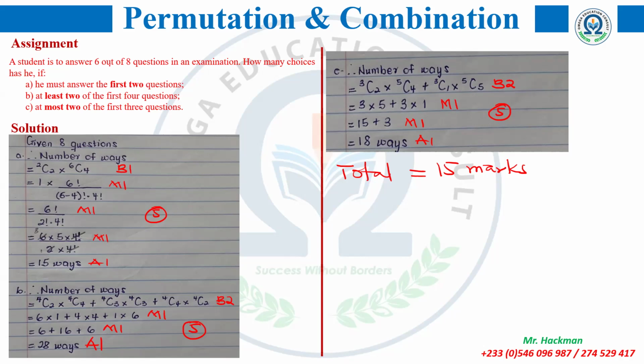A student is to answer 6 out of 8, so you know the total, very critical. You can choose not to underline, you extract anyway. In an examination, how many ways if he must answer the first 2 questions? Even with this one, it is highlighted, it is bold, so you should know where your particular attention should be.